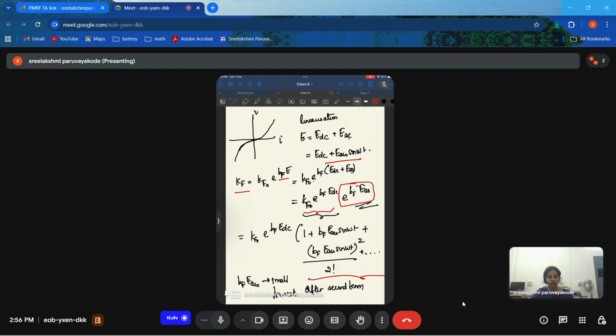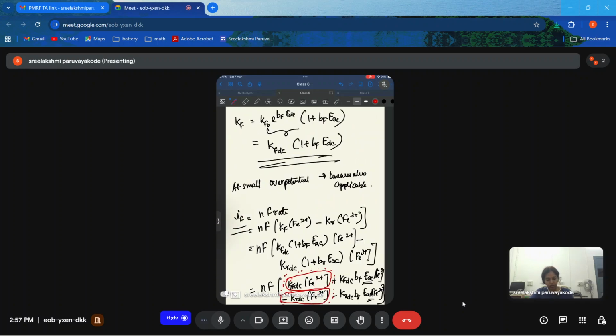We can expand e to the power x as 1 plus x plus x squared by 2 factorial, etc. Same thing we are doing here. Because it is a small value, we truncate it after the second power. Now, Kf0 e^(Bf EDC) is the rate constant for the DC part, so we write Kf,DC times (1 plus Bf EAC). This is what we get as the rate constant.